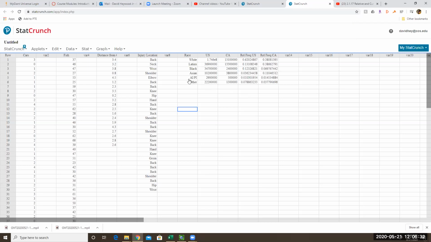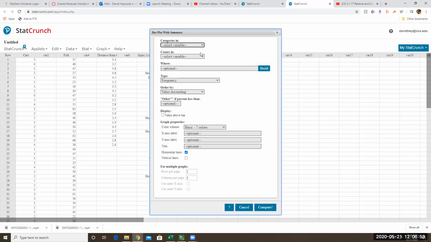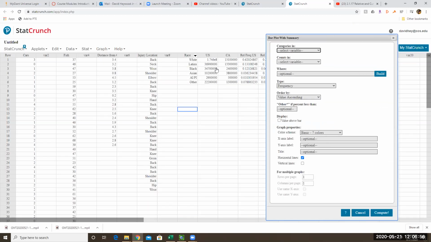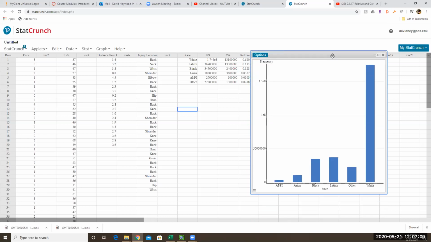If I wanted to make a bar chart out of this information, on the other hand, let's say I wanted a bar chart for the US residents by race. So this time I have a summary of the data. This is not the raw data, it's a summary. So I would go to Graph, Bar Plot, With Summary. And then I would say the categories are in the race column. And the frequencies, the counts, if I wanted to make one for the US, would be in the US column. Okay, and then it gives me that information.